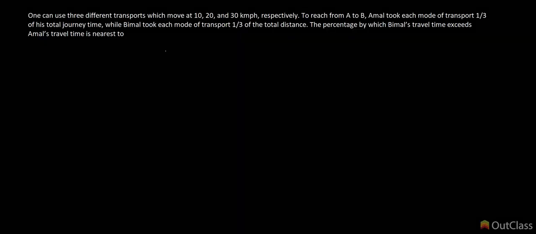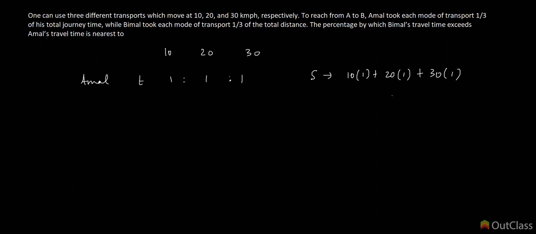So you have three modes of travel and their speeds are 10, 20 and 30. Amal took each mode for 1/3 of his total journey time. So his time ratio for Amal is 1 is to 1 is to 1. And when you have the time ratio, the average speed can be calculated using the weighted average formula: (10 into 1 plus 20 into 1 plus 30 into 1) by (1 plus 1 plus 1), which is just 20 kilometer per hour.